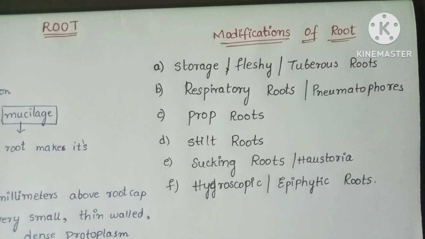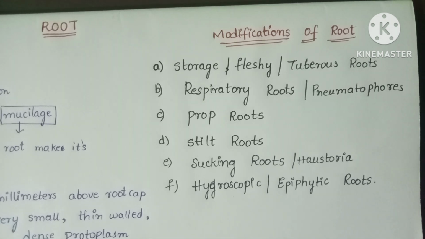Then prop roots, stilt roots, and sucking roots, which are also called haustorial roots, and hygroscopic or epiphytic roots. So these are the modifications of roots. The very important ones to learn are storage, respiratory, and prop and stilt. Sucking, haustorial and hygroscopic roots are not in NCERT, but you can know them for your knowledge. Now I'll show you the diagram, which is very easy, so you can grasp the root totally.